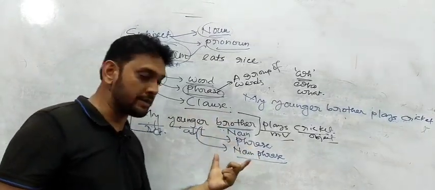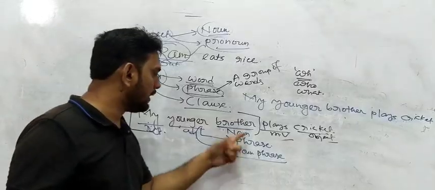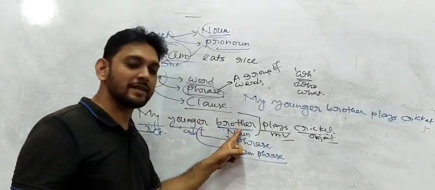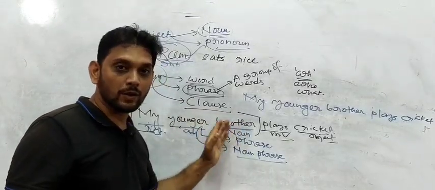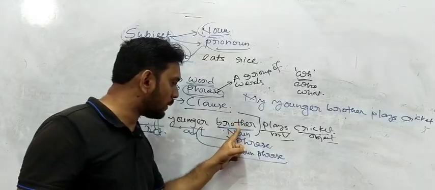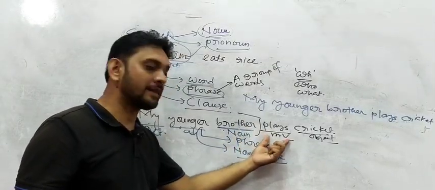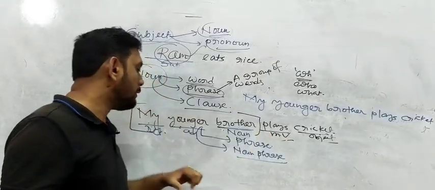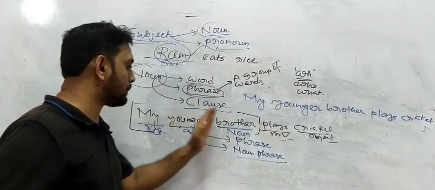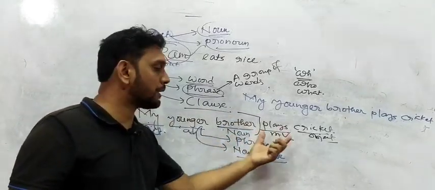And because the head word is a noun, we call it the noun phrase. You see, in this noun phrase, brother is a singular noun. Because it's a singular noun, we have to take the singular verb, and that's the reason we have taken the singular verb plays. If it is written like this, my younger brothers, then what would be the verb?